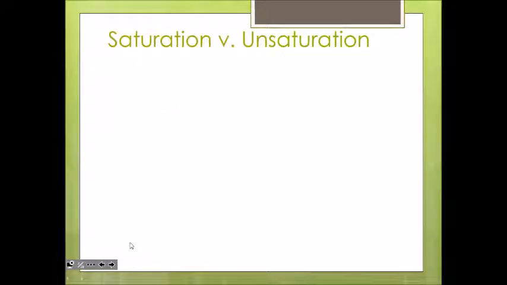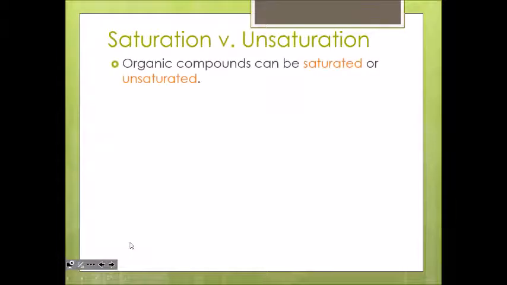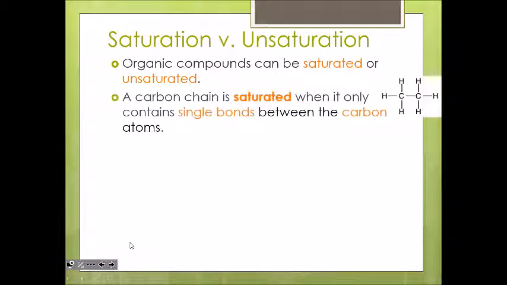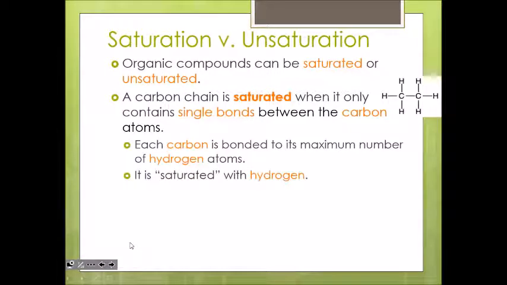All right, saturated versus unsaturated. Now, we just said that the alkanes are all saturated. Why are they saturated? And then the alkenes and the alkynes are unsaturated. Well, let's define what that means. A carbon chain is saturated when it only contains single bonds between the carbon atoms. Each carbon is bonded to its maximum number of hydrogens. So we say it's saturated with hydrogen.